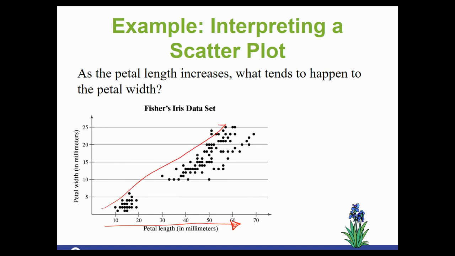And you'll notice there's a trend to this data set. It's going uphill. And in fact, I'm going to erase that line because later when we talk about line of best fit, we actually go through the dead center of all of our dots to make a line of best fit. So to answer the question, we would say the width increases. As your length increases, your width increases.